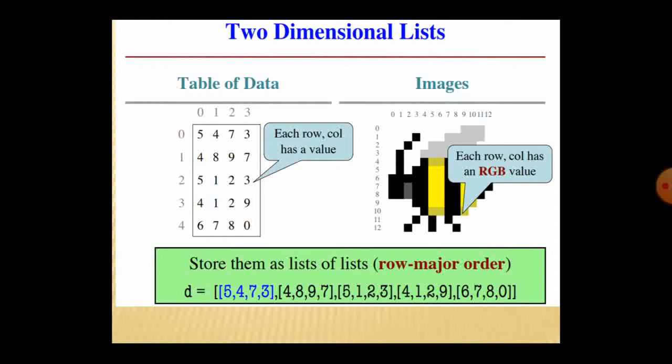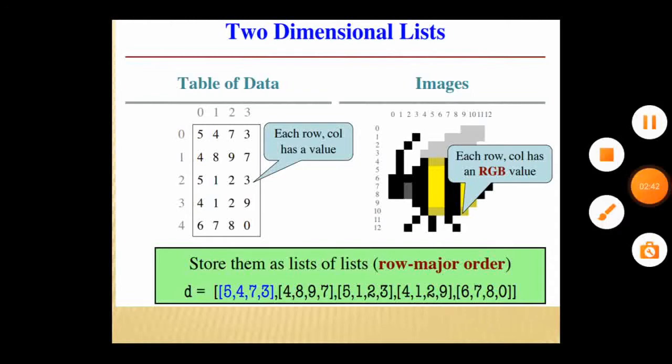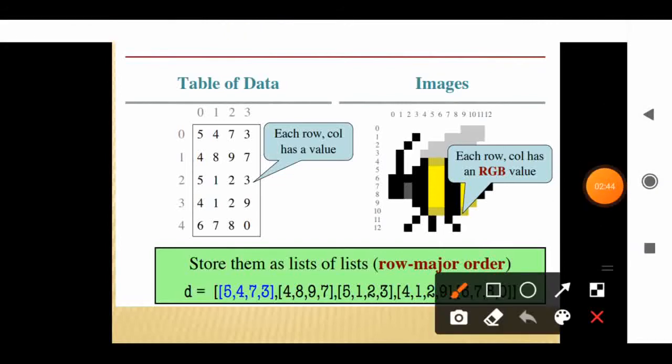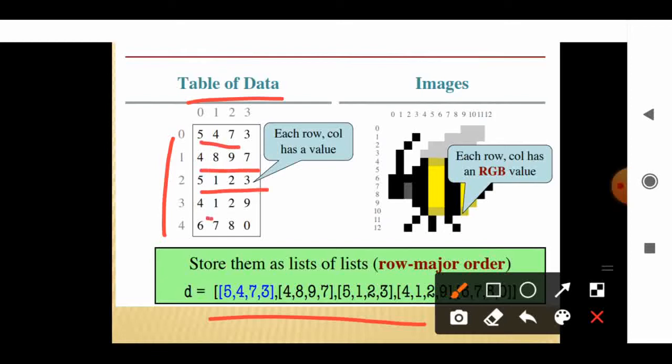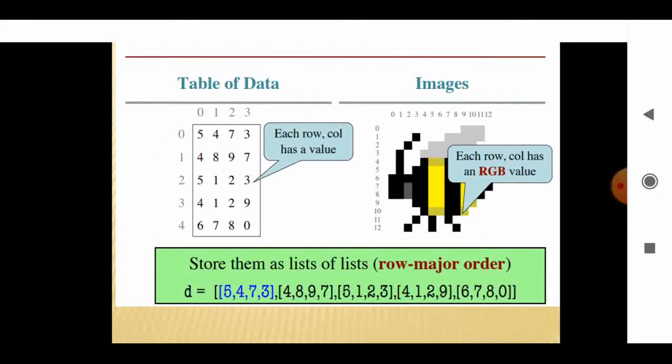Next, we can represent the nested list in the form of a table. What does a table mean? It is a combination of rows and columns. This is rows. This is columns. Here we have stored some lists of values in the variable b, assigned in row and column format. This is the image of how it represents the nested list: 543, 487, 5123, 4129, 6780.